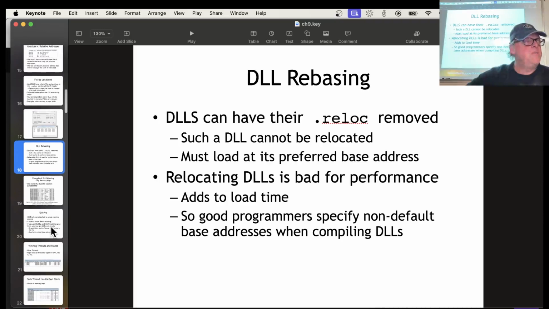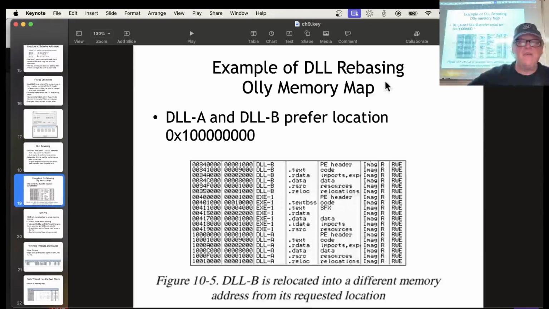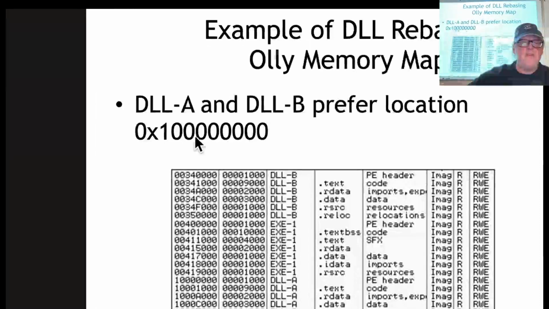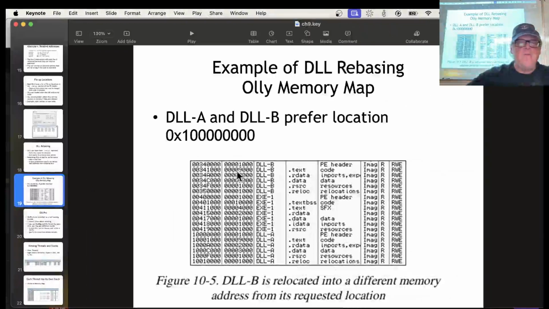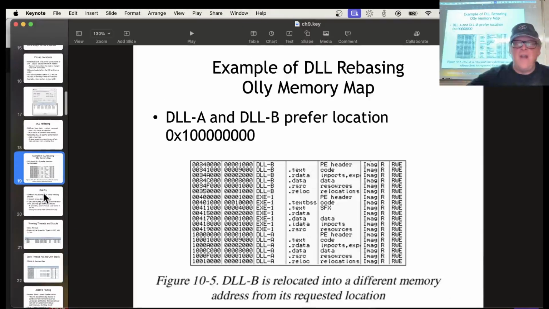Relocation technically wastes some time and is not preferred, but it is how things usually work. So here's DLL rebasing. DLL A and DLL B both want to be at this number, like 10,000,000 or something. And so one of them gets that location, and DLL B has to move to another location. So this is going to have to use its relocation section and take more time to load, modifying all the code in that library to run at the other location.